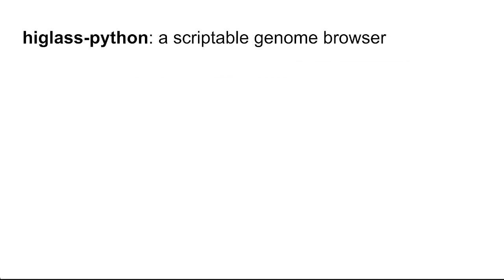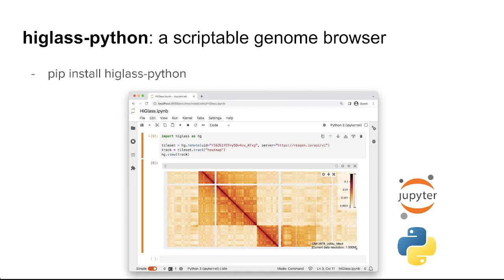higlass-python changes this. higlass-python is a scriptable genome browser. To get started, you just pip install higlass-python. At its core, higlass-python exposes a simplified Python API to get started with Higlass. You no longer need to start with a Docker container or move your data around to be able to use Higlass. Just open a Jupyter Notebook and load your data.